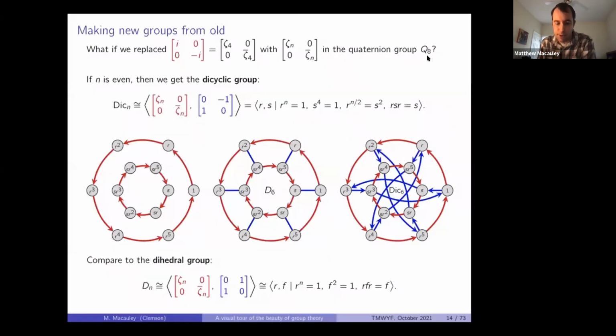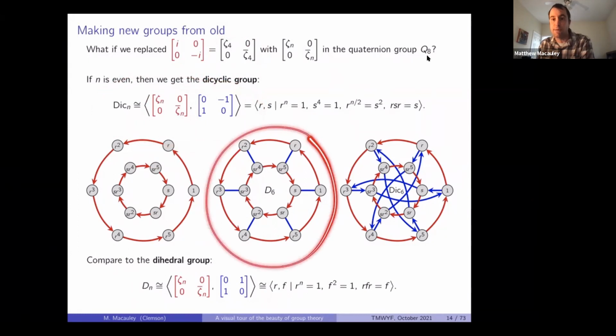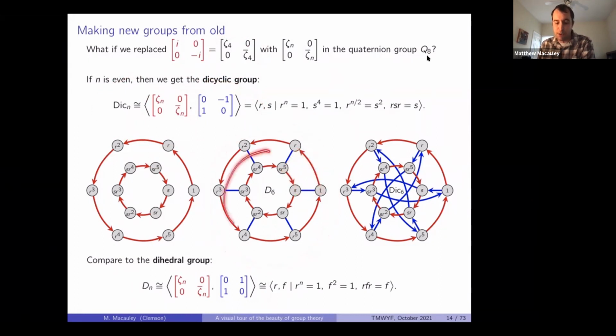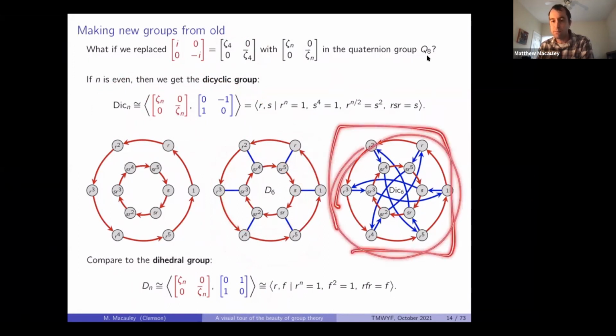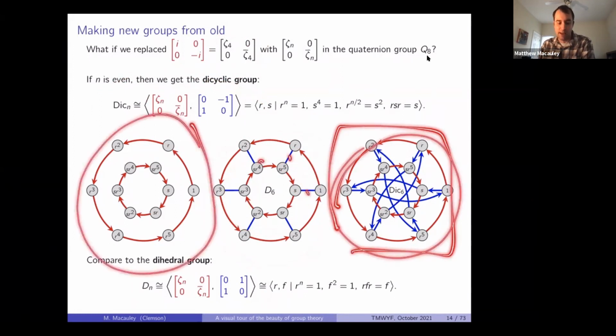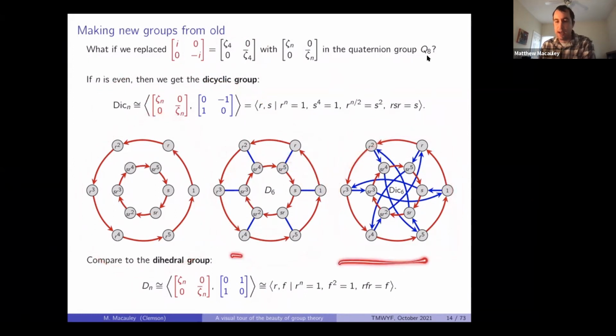Well, here it is. If you do it with a 6th root of unity, or in general with an nth root of unity, you get what's called the dicyclic group. So this is the dihedral group D6, the symmetries of a hexagon. So rotate, flip, flip, rotate the other way. And for the dicyclic group, you remove these blue edges and rewire them this way. You can get rid of these blue edges and ask how else you can rewire this. So this is the dicyclic group, and this is the dihedral group.